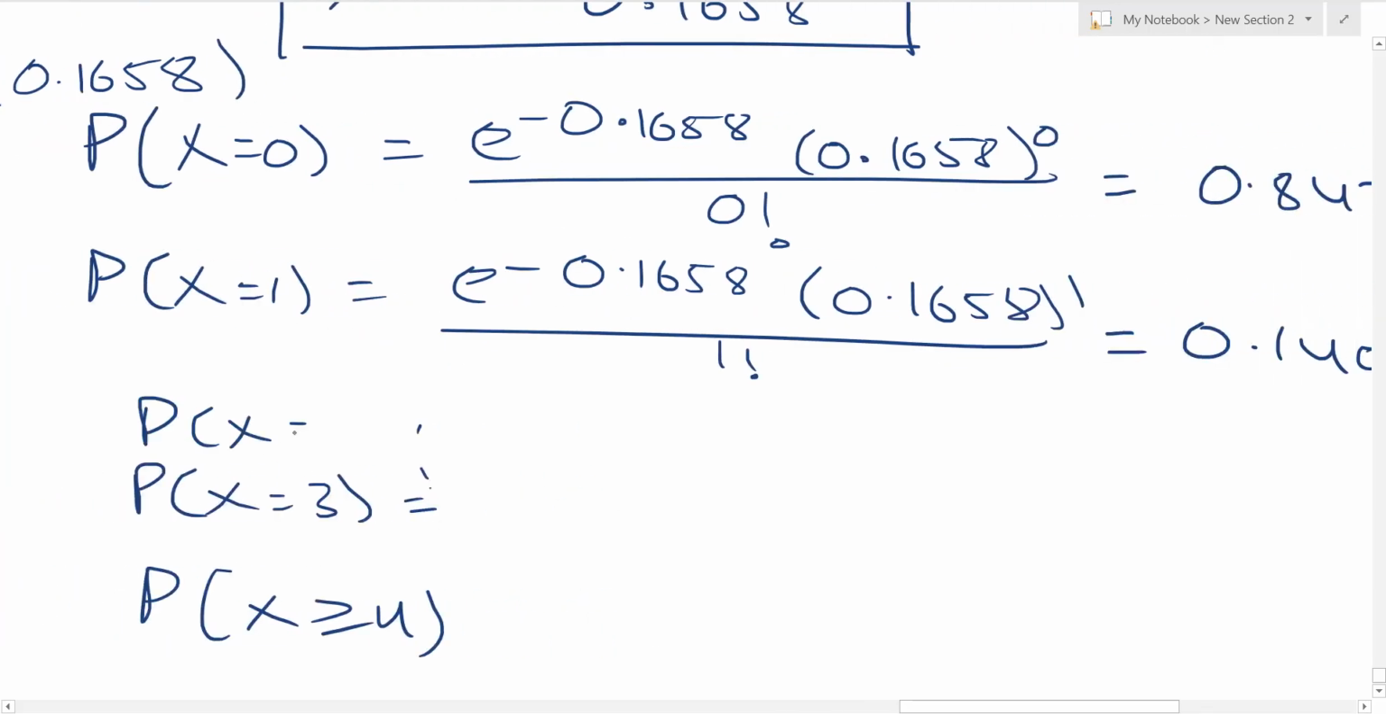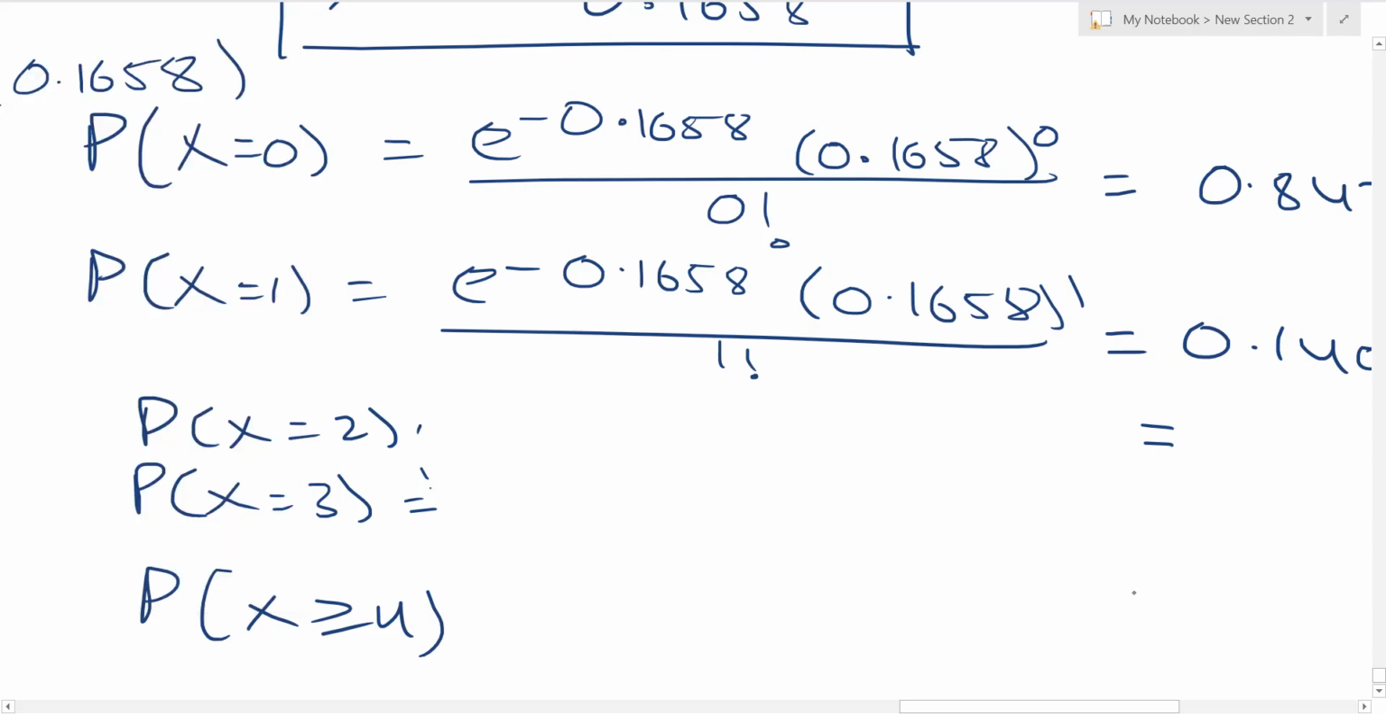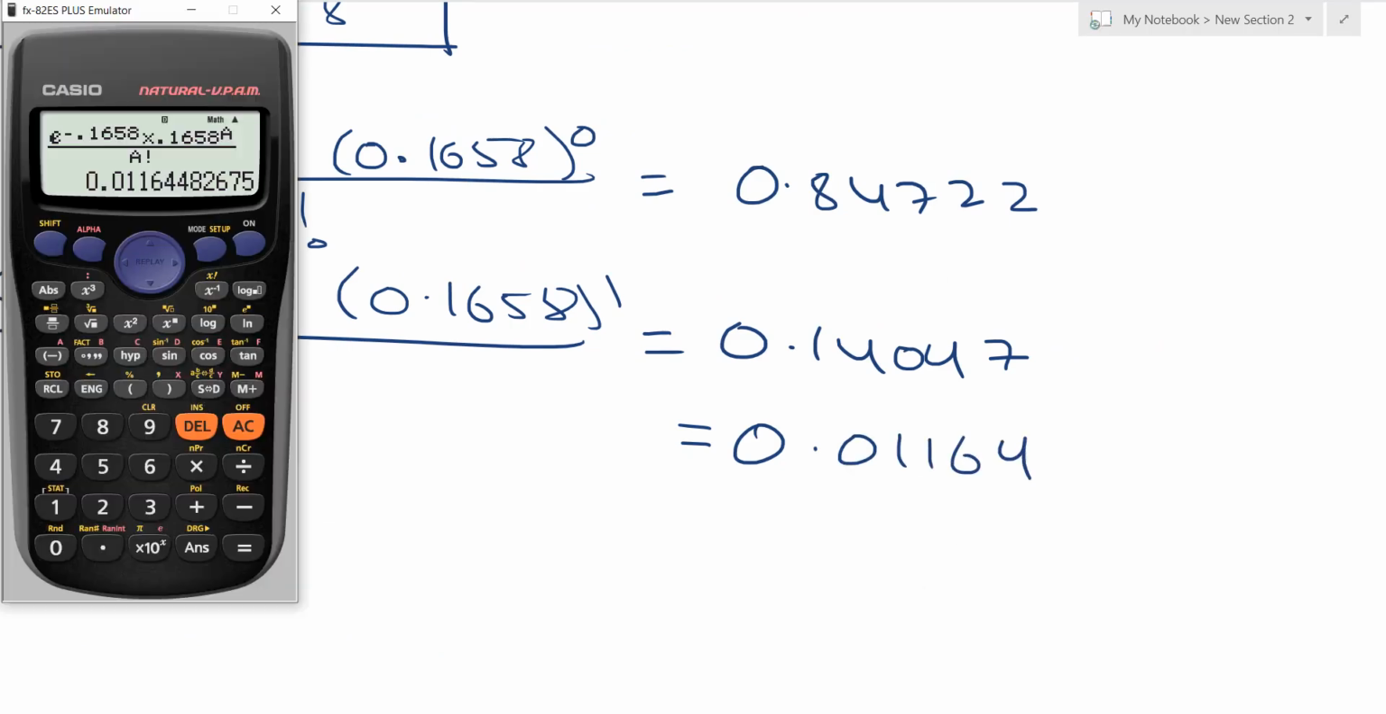Next one, I have to make a as 2. So probability x is equal to 2 will be equal to, I have to make a as 2. So 2, shift store to a. These small tricks will help you fasten your speed in the exam. This is 0.01164. Okay, this is clear.